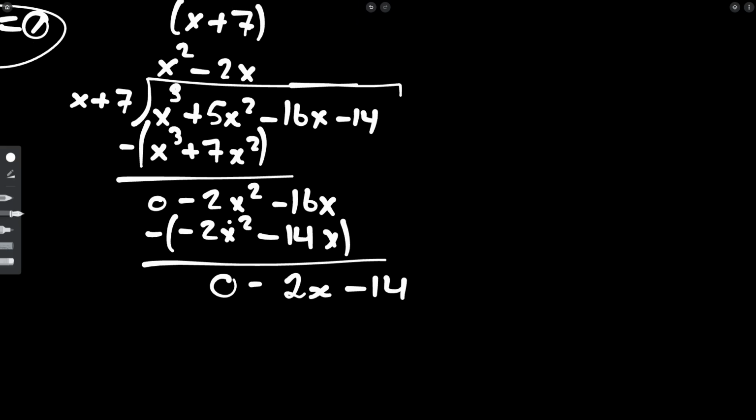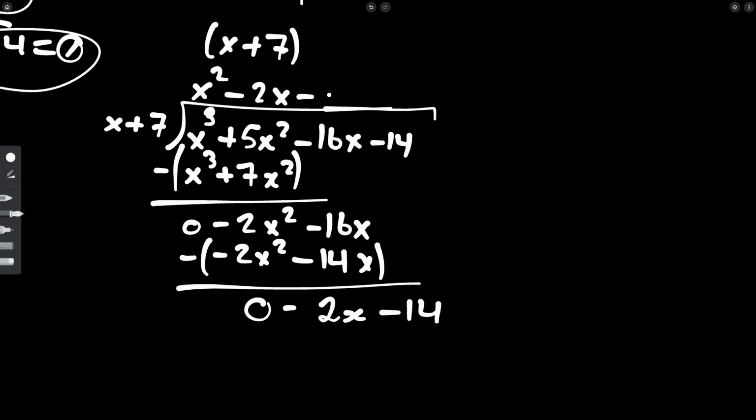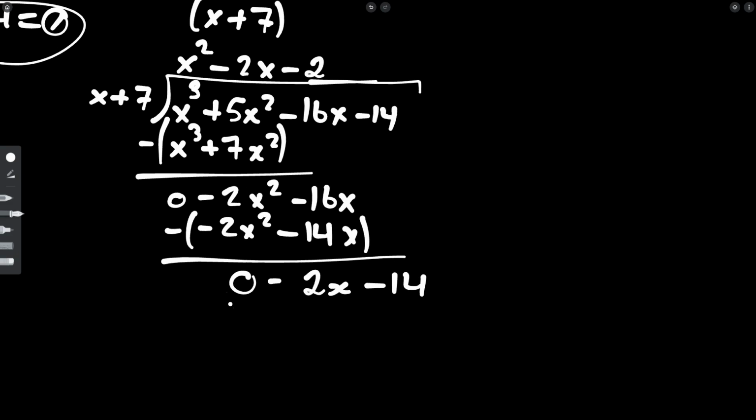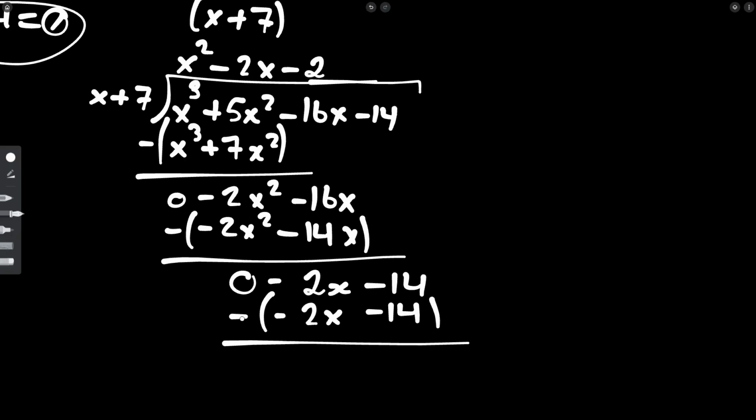And finally, for this x to become a negative 2x, we subtract by 2. And that gives us negative 2 times x is 2x. And negative 2 times 7 is negative 14. Doing this, we distribute this negative into here. 2x plus 2x is 0. 14 plus 14 is 0.